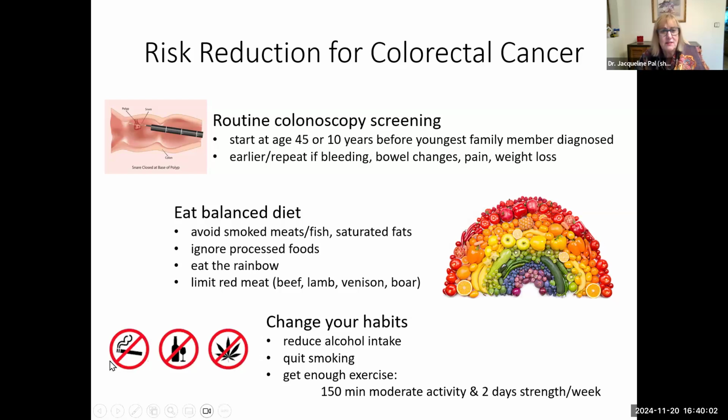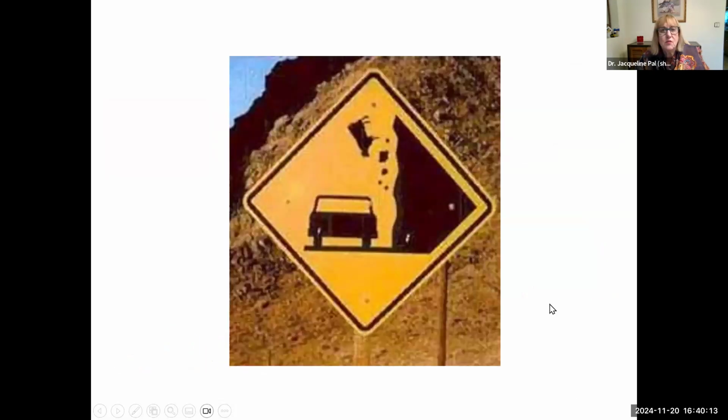And change your habits. Reduce your alcohol intake, quit smoking, quit pot, and get enough exercise. So you're looking at 2.5 hours a week of moderate activity and 2 days of strength training.